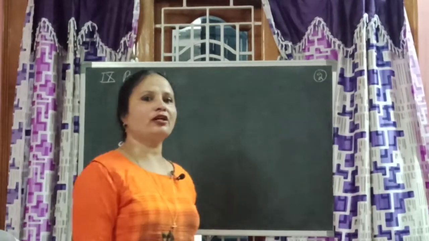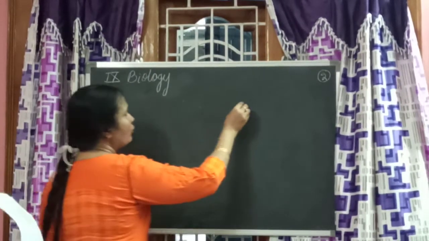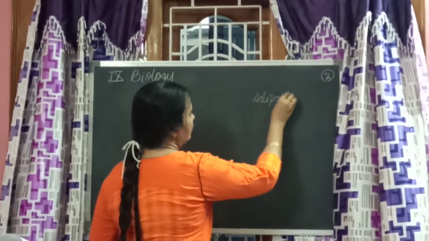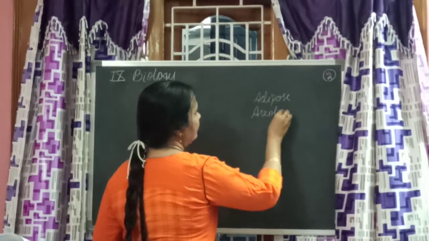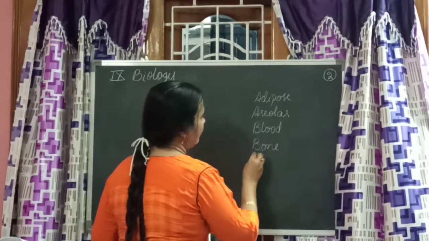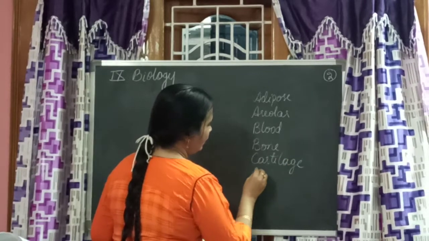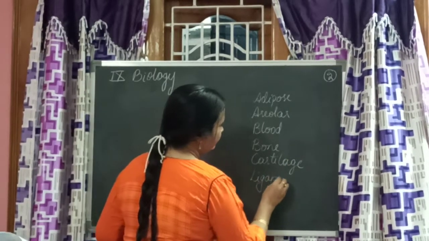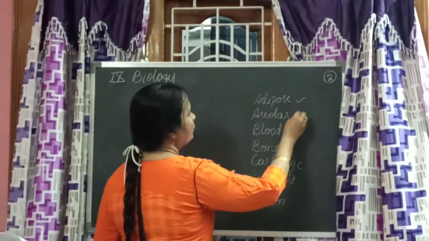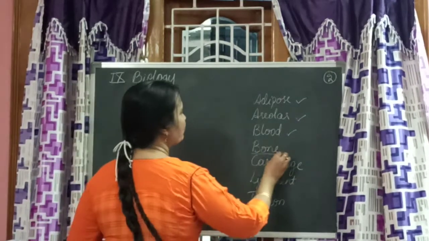Okay, children. So now let us see out of the 7 connective tissues: adipose, areolar, blood, bone, cartilage, ligament and tendon. We learnt about adipose, areolar, blood. Now let us learn about what is next one: bone.